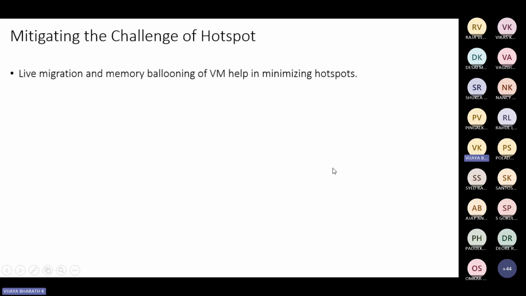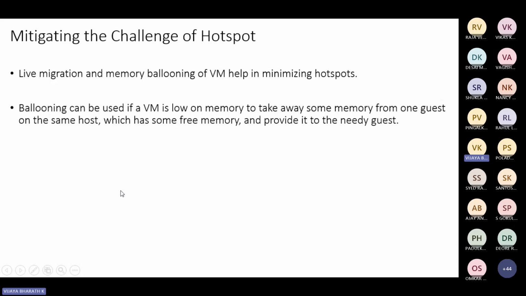So, mitigating the chance of hotspots. Live migration and memory ballooning of VMs help in minimizing those hotspots. Ballooning can be used if a VM is low on memory, to take away some memory from one of the guests. Let's say on a server you're running three VMs and one VM needs more memory, where the other two VMs are idle. You can share that memory with it.